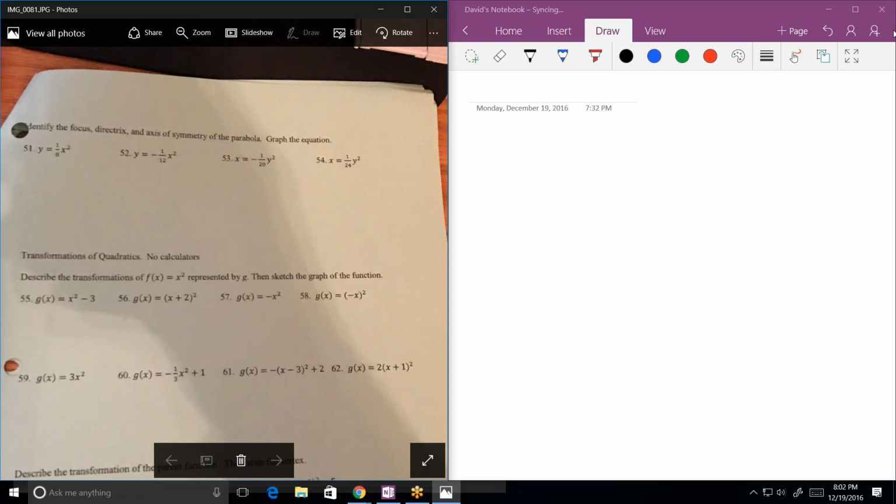All of these require us to use the general formula. There are two general formulas for parabolas: the general formula for a vertical parabola, and a general formula for the horizontal parabola. What's the first one? Is that vertical or horizontal? Vertical. What's the general formula?